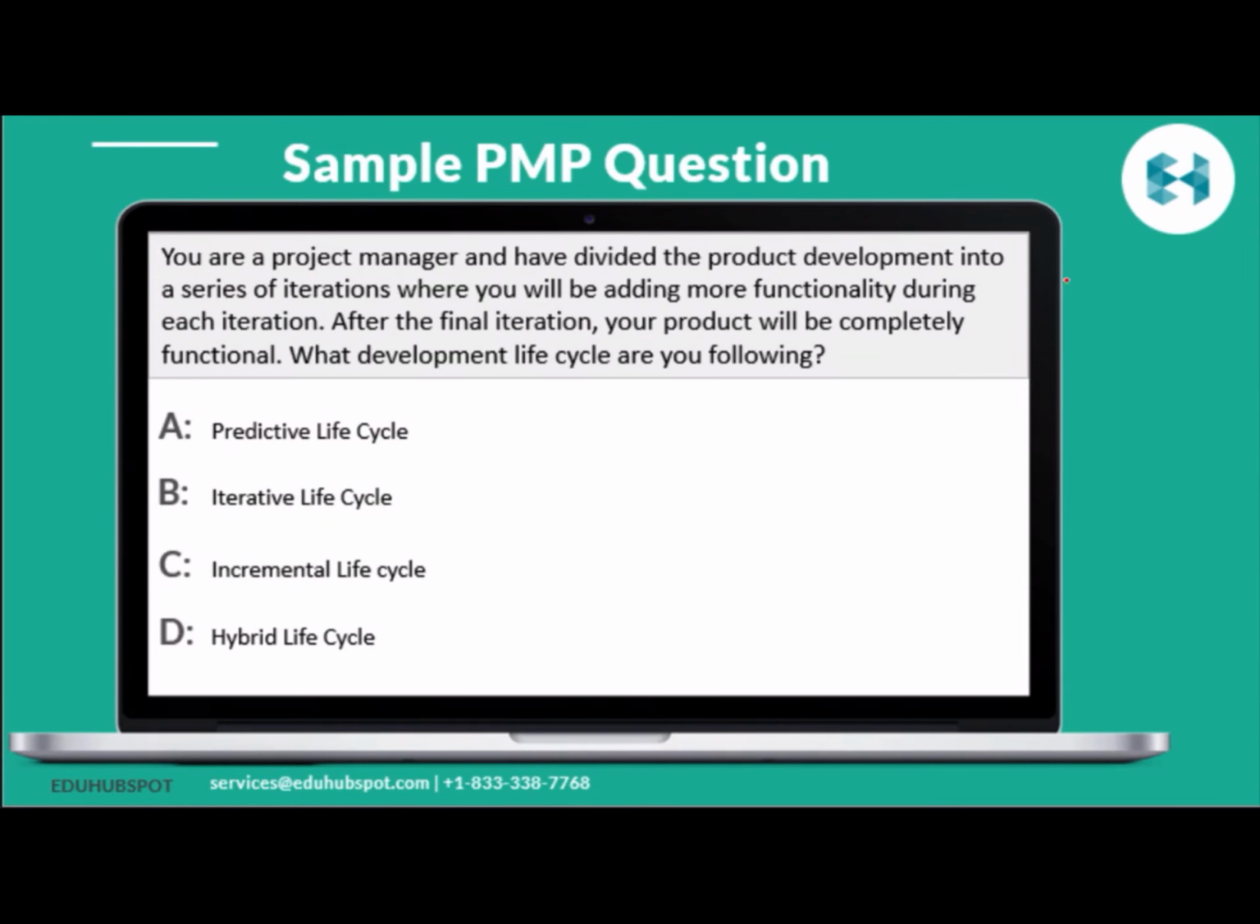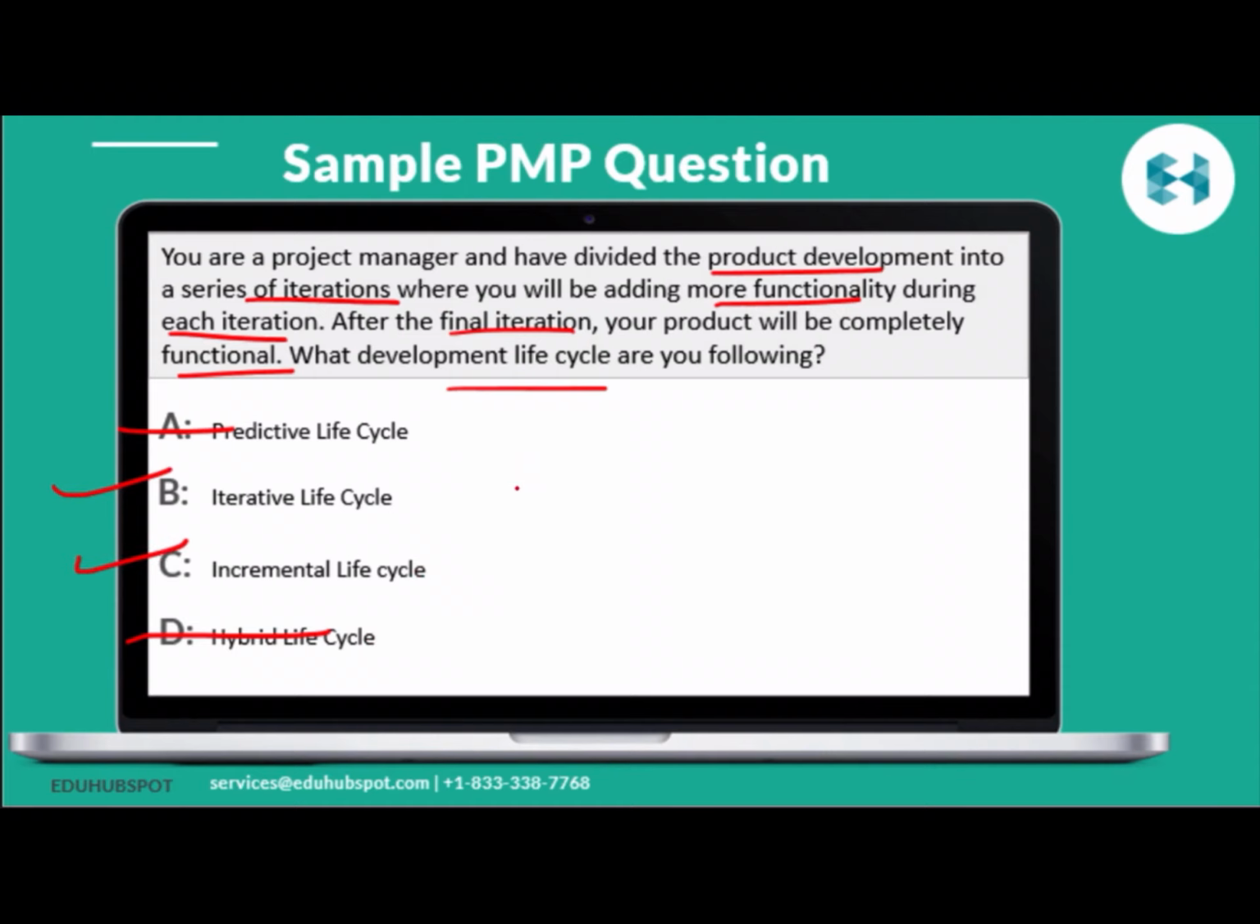Let's do another one. You are a project manager and have divided the product development into a series of iterations where you will be adding more functionality during each iteration. After the final iteration, your product will be completely functional. What development life cycle are you following? This may be a confusing one, because both in iterative and incremental there are series of iterations. Definitely it is not predictive. Predictive does not involve iteration; it is one after the other. Similarly, it's not hybrid, because nowhere in the question are they talking about predictive. They are saying series, so it's either B or C.